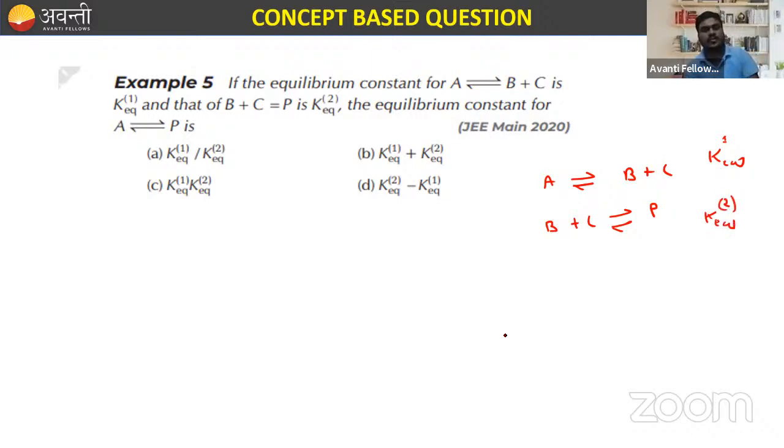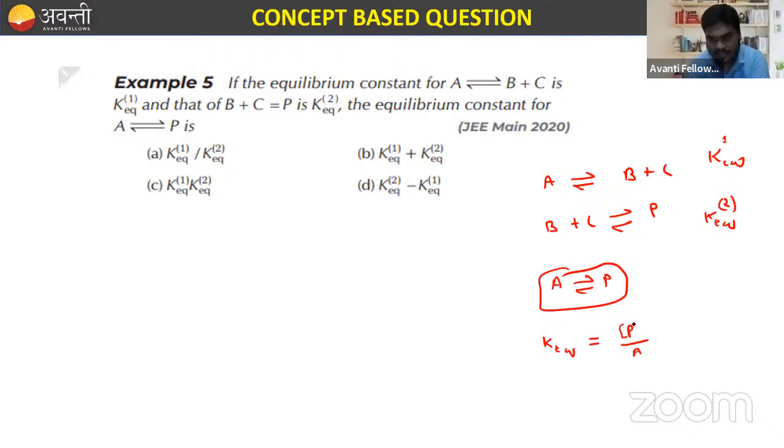Okay, so what is the equilibrium constant for A to P in terms of K1 and K2? How will you calculate the equilibrium constant from A to P? Let me first say the normal thing: the equilibrium constant for this is the concentration of P upon the concentration of A. This is how we can calculate it.